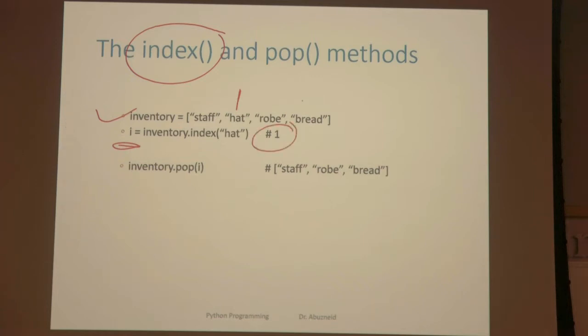Here, after that, I need to remove the hat, so I go pop, location 1. So I will go to index 1, and then the hat will be removed from here. As you see, it's not there anymore. Okay? Make sense?